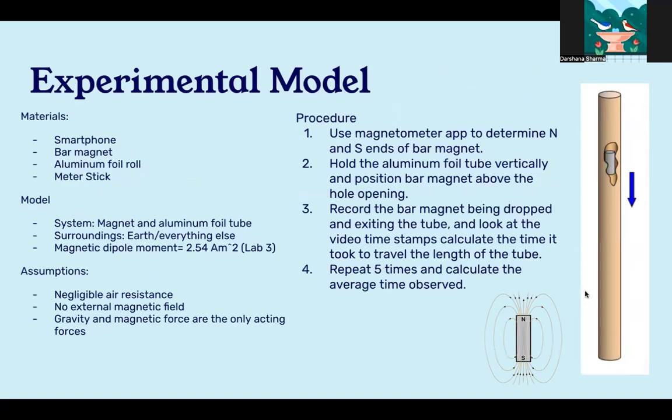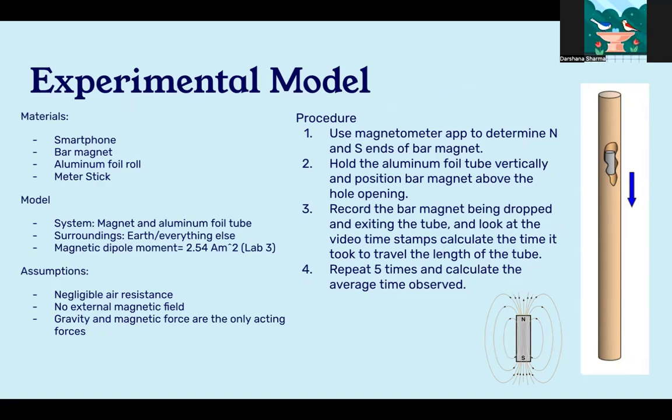In this experiment, we used a smartphone, bar magnet, aluminum foil roll, and meter stick. The system is the magnet and aluminum foil tube, and the surroundings are the Earth and everything else. We also have a magnetic dipole moment of 2.54 A·m², which we got from Lab 3. Some assumptions are that air resistance is negligible, that there's no external magnetic field, and that gravity and magnetic force are the only acting forces.